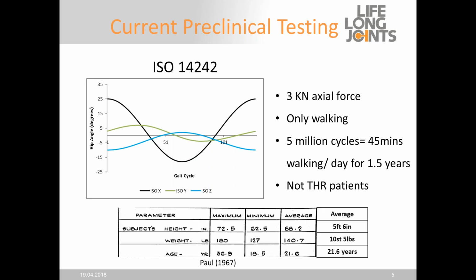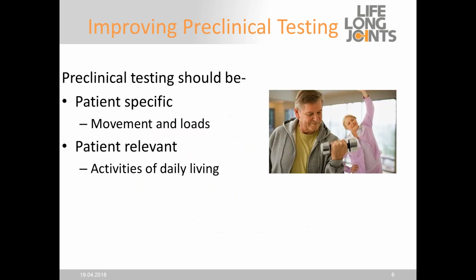When we delve into this data a little bit more, we can see where the waveforms that are used to drive preclinical testing simulators were derived from. It was from a study by Paul in 1967, where he used a bunch of master students, measured them in the lab, looked at how they walk, and this is the waveform that you see today as the ISO 14242. So it's not our typical total hip replacement patient, and not very representative of the group who will be using our replacements. This is where we thought we could try and improve the preclinical testing.